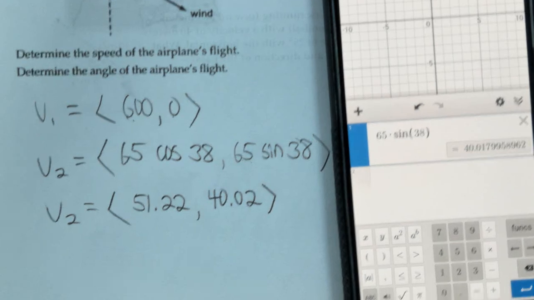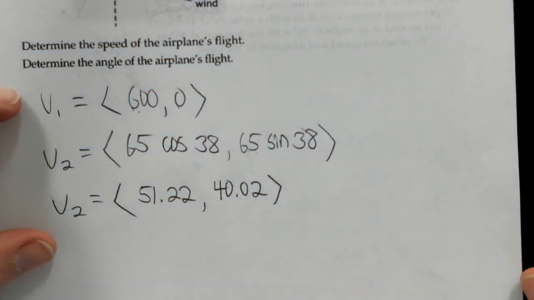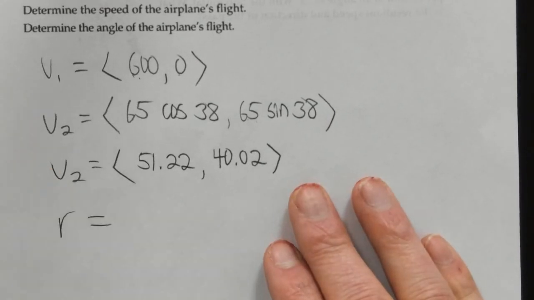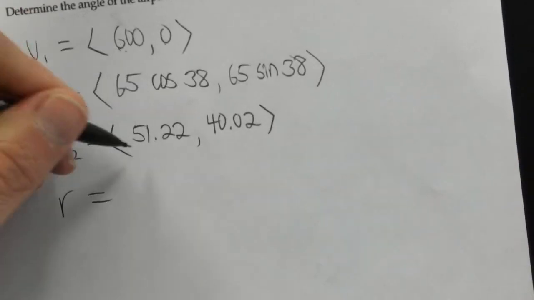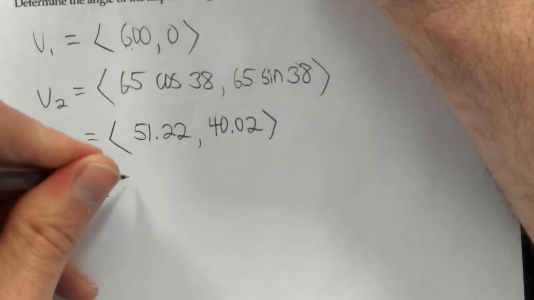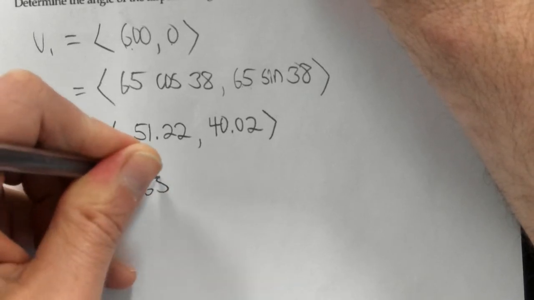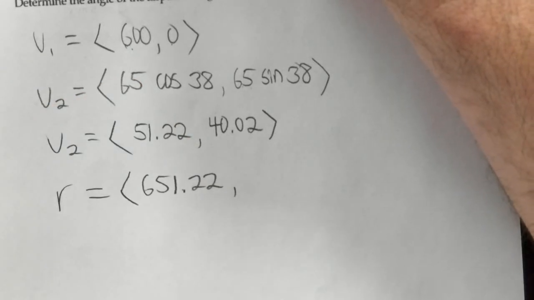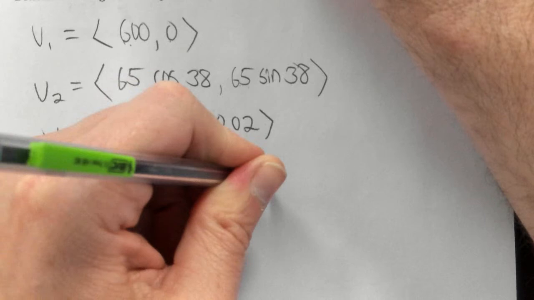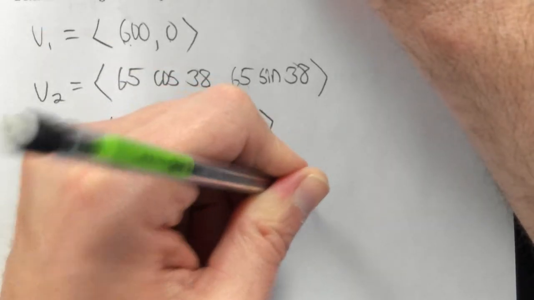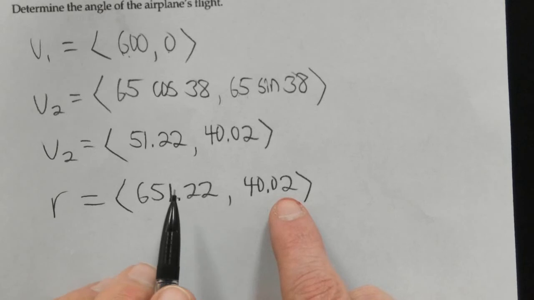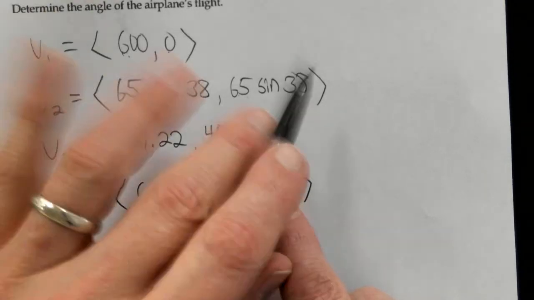All right, so there you go. So now we've got our two original vectors, and now I'm going to take this and see if I can add those two together to get the resultant vector. So 61 plus 51.22 is going to be 651.22. Okay? And 0 plus 40.02 is 40.02. So that is going to be the resultant vector. Okay, so that's actually the vector of the direction that the plane is actually traveling with the wind affecting it.